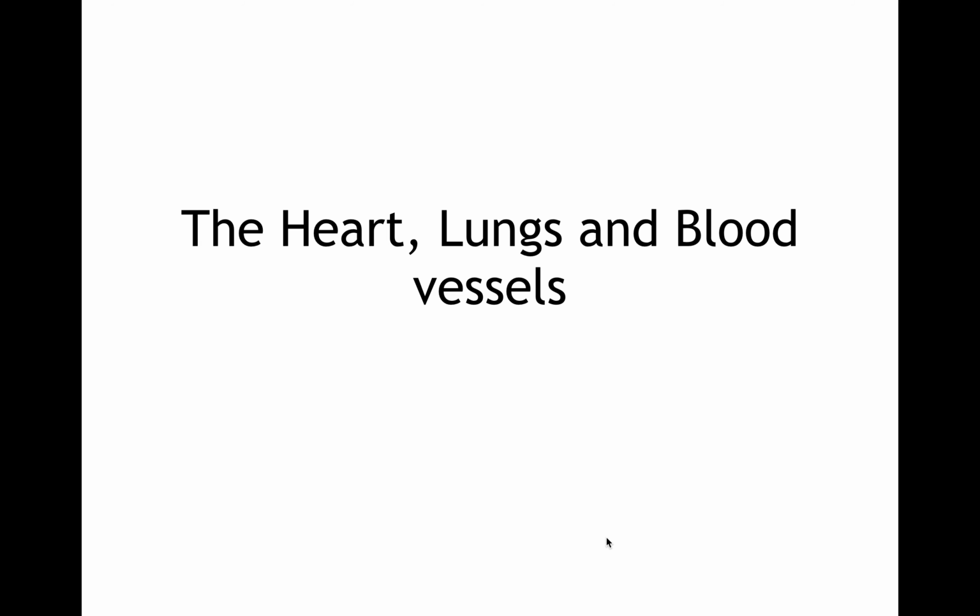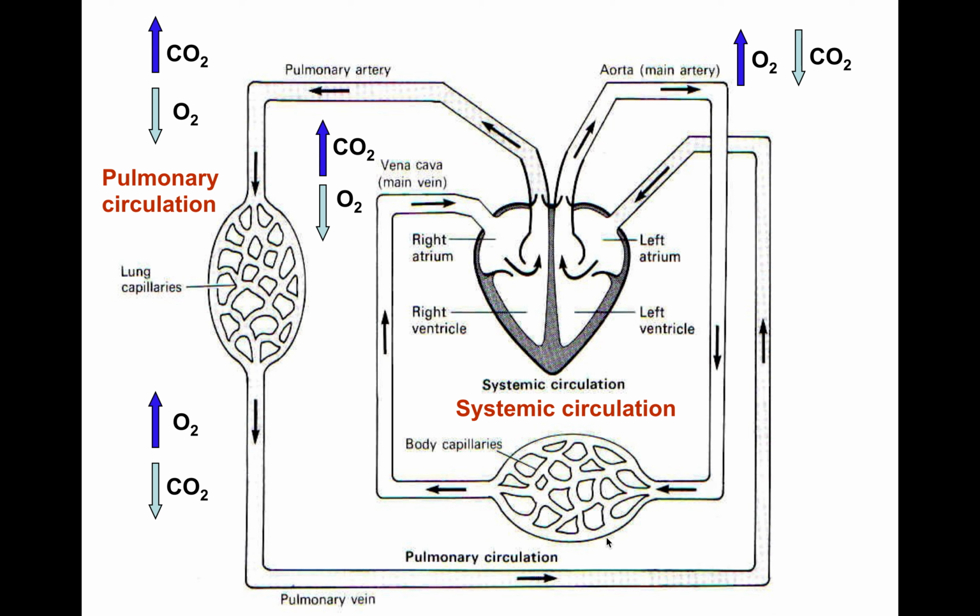Hi, right, we're going to have a look at the heart, the lungs and blood vessels. So starting here, we've got a diagram showing how blood is pumped through the heart, first to the lungs to pick up oxygen and drop off carbon dioxide, and then to the body to drop off the oxygen to the cells of the body, and then back to the heart to be pumped back to the lungs to pick up more oxygen.